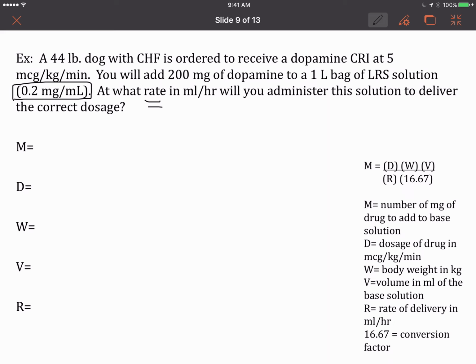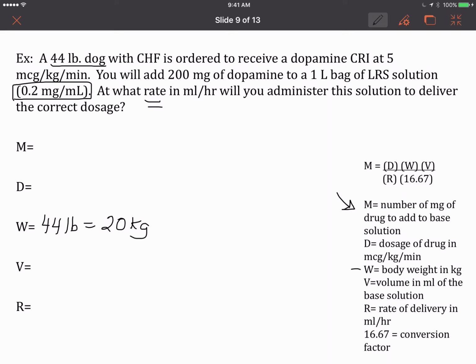So the first thing we're going to do here is to figure out what all our values are. And I'm going to use this down here to help me remember what my letters mean. Let's start at the beginning. We have a patient that's 44 pounds. We need weight in kilograms. I did the calculation for you. 44 pounds divided by 2.2 equals 20 kilograms.